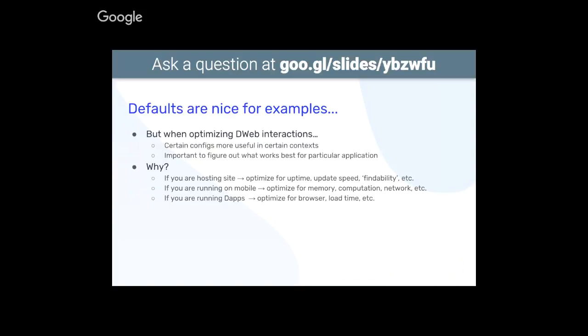And why do we need to tweak this? Why can't they just get it right the first time? Well, because depending on how you will be interacting with the decentralized web, you may want to optimize for certain behaviors, and there really isn't a one-size-fits-all solution. For example, if you're hosting your personal or a commercial website on IPFS, you'll probably want to optimize for things like uptime, update speed, the findability of your site. So how easy is it to find it in the DHT, and other considerations like that.